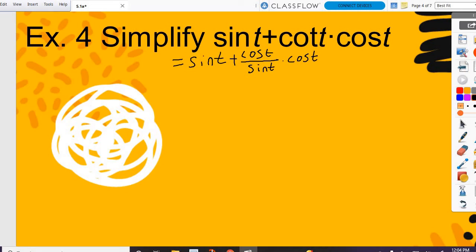Now, if it was tangent, it would have been sine over cosine, and our cosines would have reduced, and that would have been nice, because then you would have just had sine plus sine, which is 2 sine. And you might have some that are like that in your homework, where they're a little bit more straightforward, but I want you to see some of the ones that involve a couple more steps.